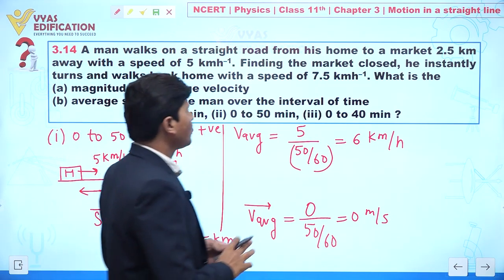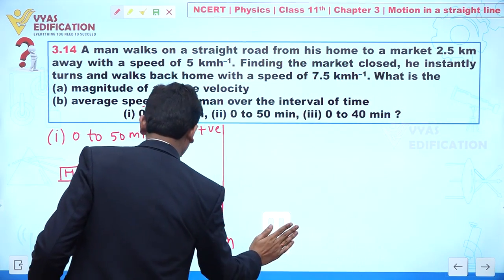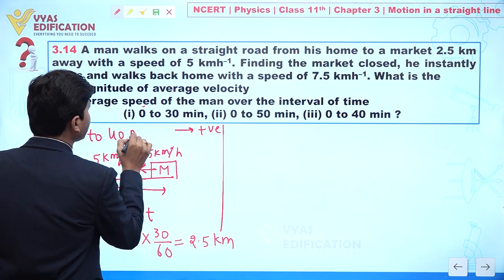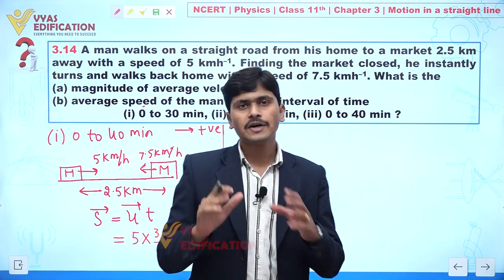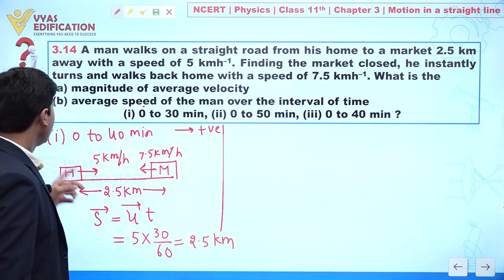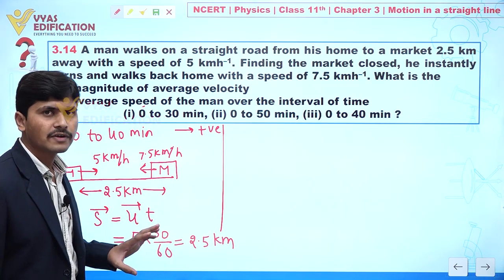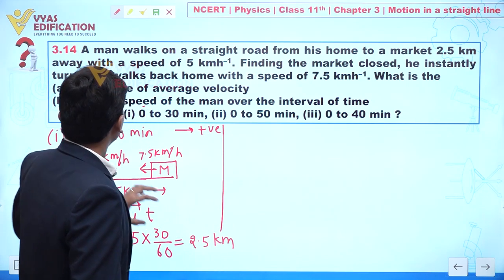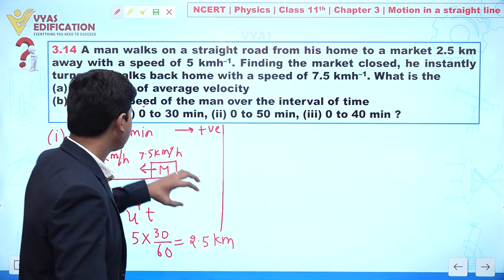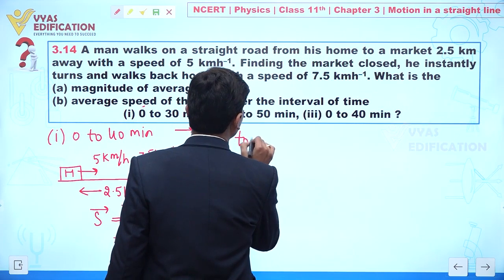Clear? Now we are going to discuss part number 3. Now listen. In part number 3 it is given from 0 to 40 minutes. In the first 30 minutes a person, or particle, you can take anyone, is covering the distance from house to market, 2.5 kilometer. And after 30 minutes, for the next 10 minutes, the person is going with a speed of 7.5 kilometer per hour.